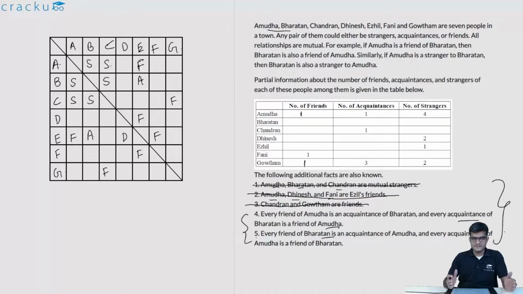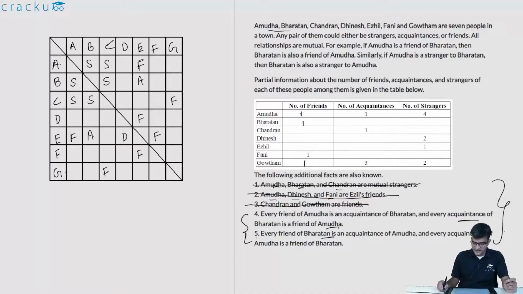Because whenever somebody is a friend of A, we can immediately infer that this person is an acquaintance of B. Similarly, when you know that one person is a friend of B, we can immediately say that this person is an acquaintance of A. Both of them hold true. This would imply that the number of friends of B will be the same as the number of acquaintances of A. So this will be 1.